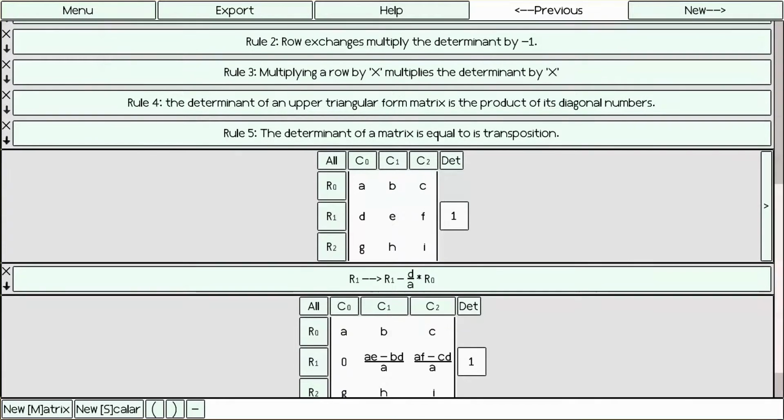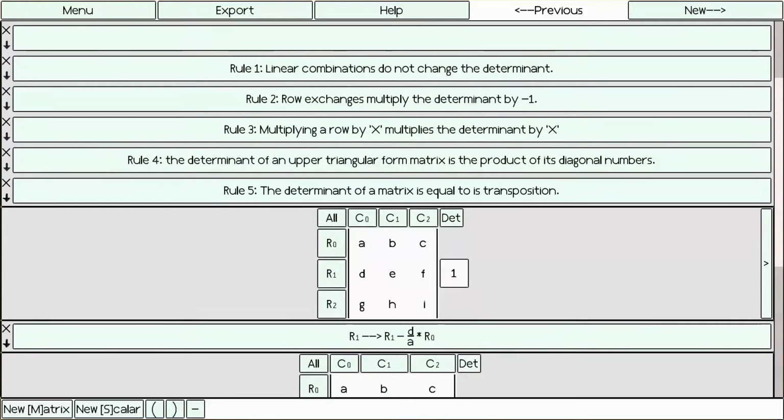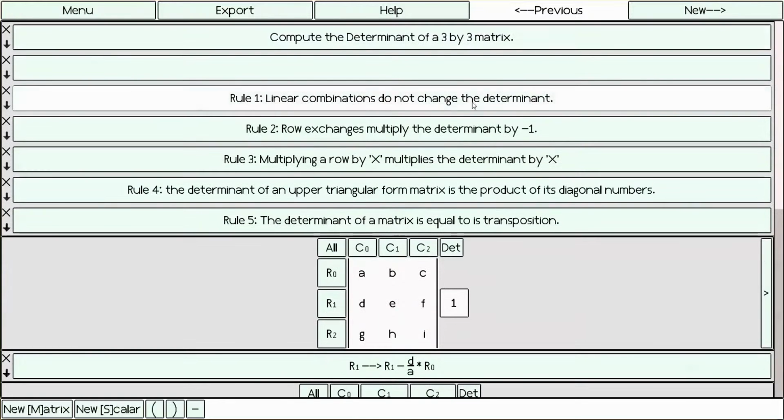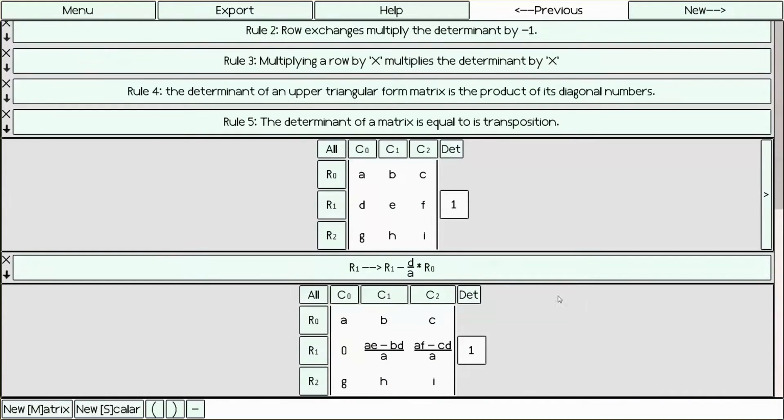And so we're going to go up here and look at rule number 1. Linear combinations do not change the determinant. See, up here, rule number 1. So we go back and see, so the scalar remains 1. We're going to keep it that way because the determinant has not changed.